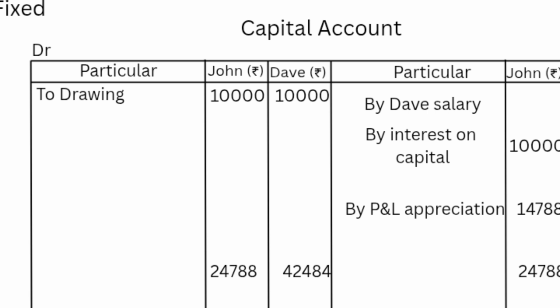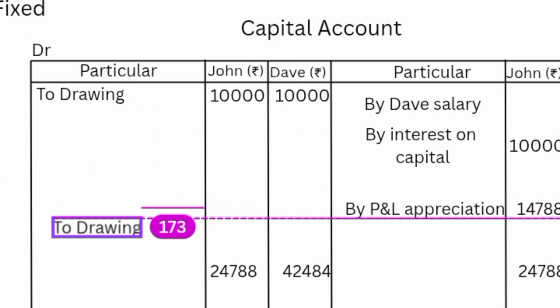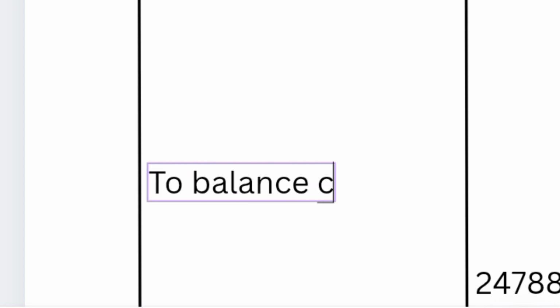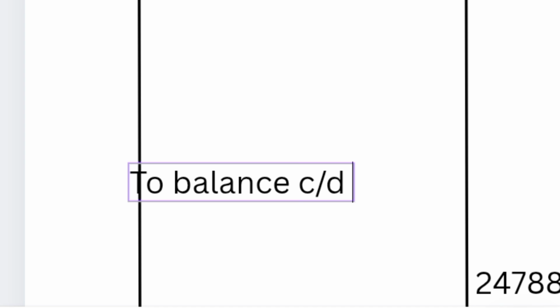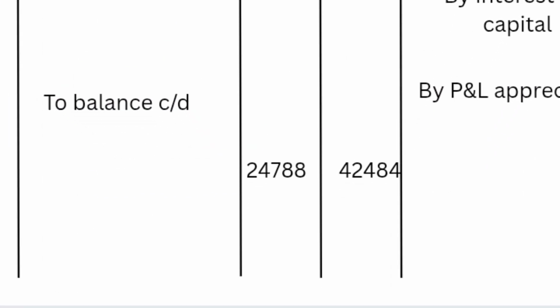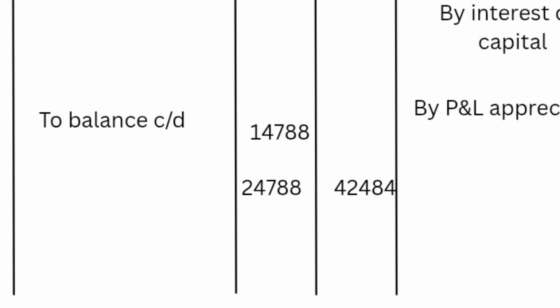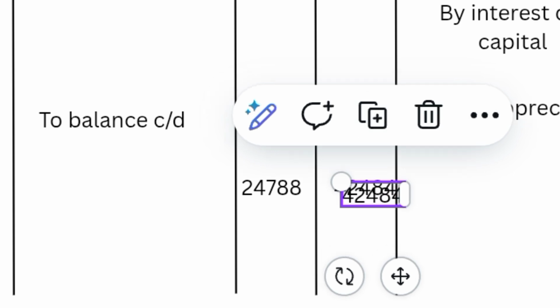Now the amount to transfer to the capital account. We have to write balance carried down. 24,788 minus 10,000 will be 14,788, and 42,484 minus 10,000 will be 32,484.